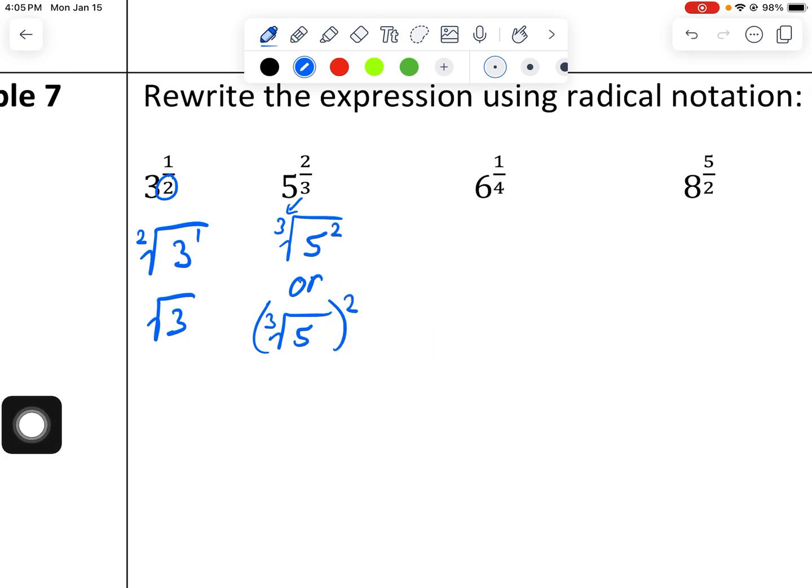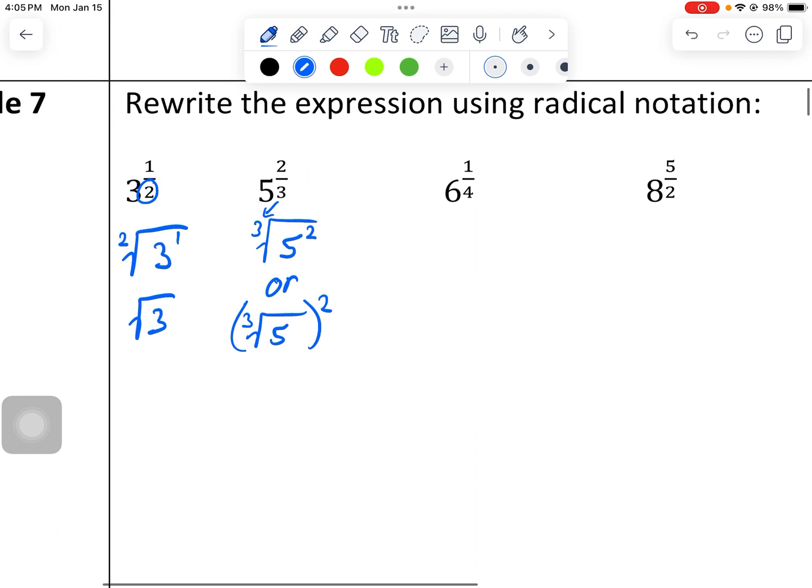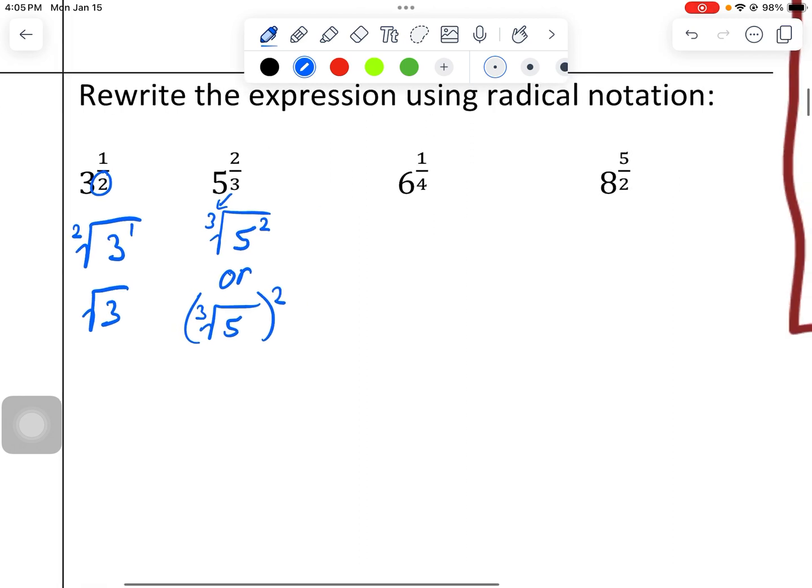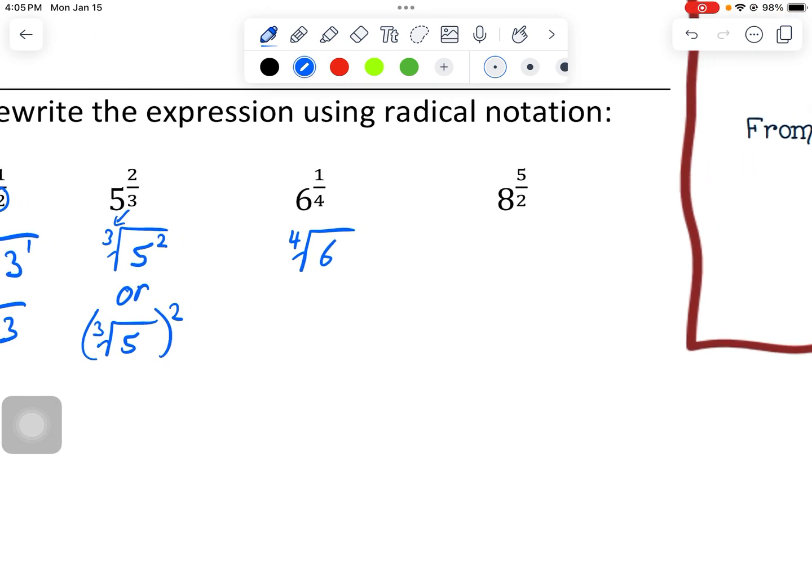You can write it in either version of that. You could even write it as the cubed root of 25. That would be the same. But we're going to try to leave it with the exponent so we can visualize that for right now. Okay, this one would be the 4th root of 6. You don't have to write the 1. You can assume that it's 6 to the 1st power.